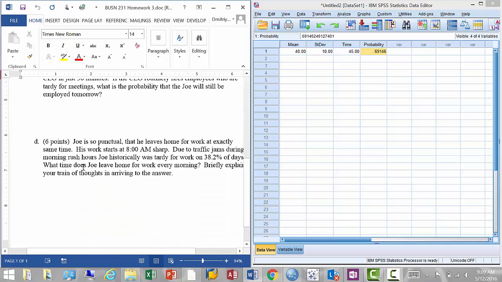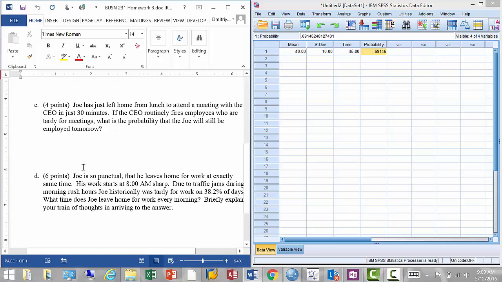Okay, let's take a look at problem part C. Joe just left home from lunch to attend a meeting with the Chief Executive Officer that will happen in just 30 minutes. If the boss routinely fires employees who are tardy for a meeting, what is the probability that Joe will still be employed tomorrow? Still being employed means that he makes it under 30 minutes. He has 30 minutes before the meeting begins, so for him to stay employed, he has to spend 30 minutes or less getting to work. So essentially what I'm looking for here is the probability of less than 30 minutes.